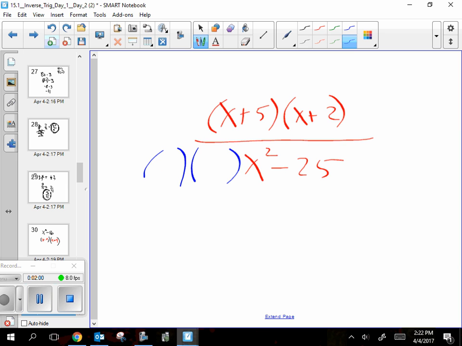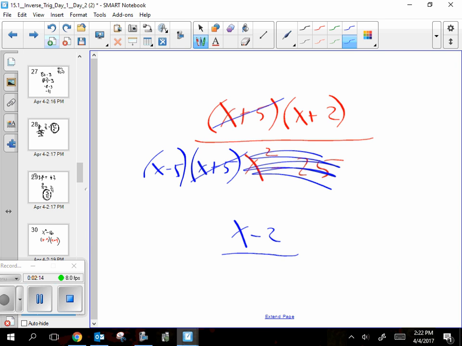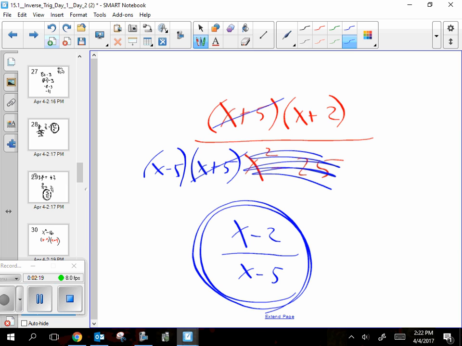X minus 5, x plus 5. And watch what happens when that gets factored like that. Watch what happens now. The x plus 5 cancels the x plus 5. And the final answer is on top, x minus 2. On bottom, x minus 5. That super hard looking problem becomes super easy. I'm going to give you one more like that.